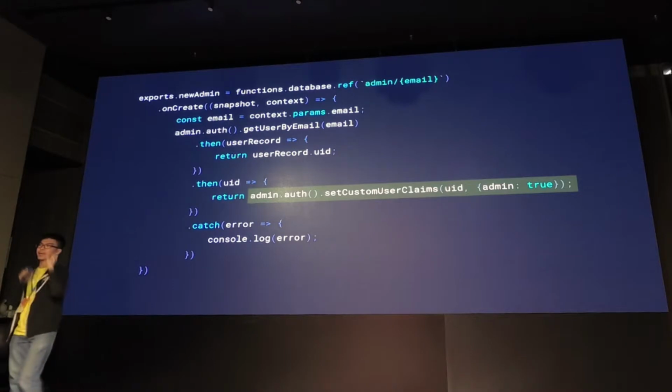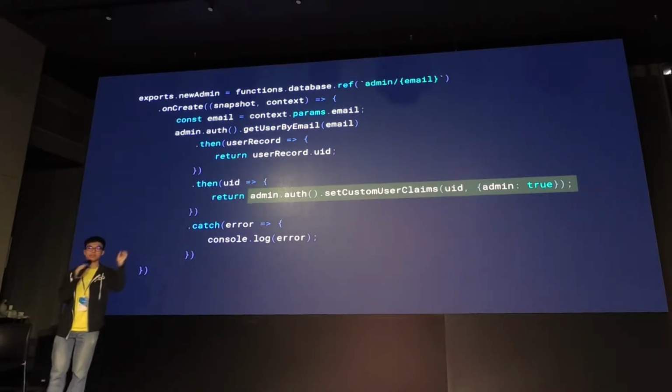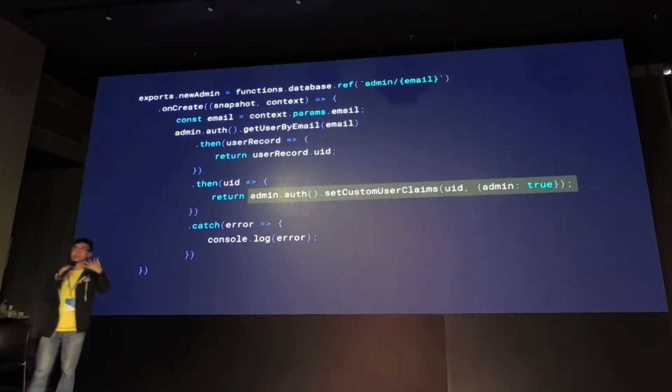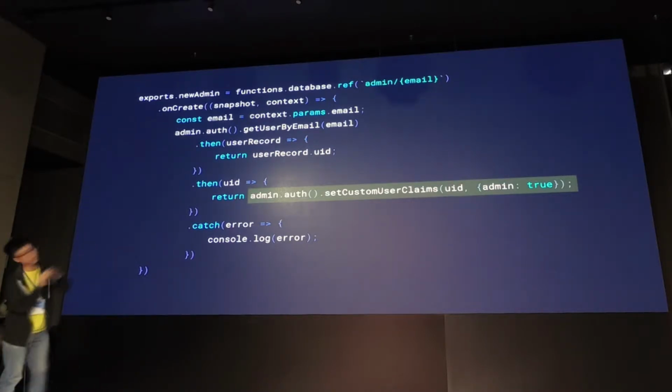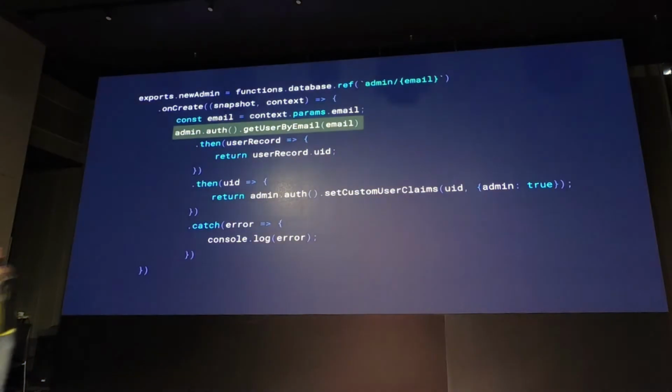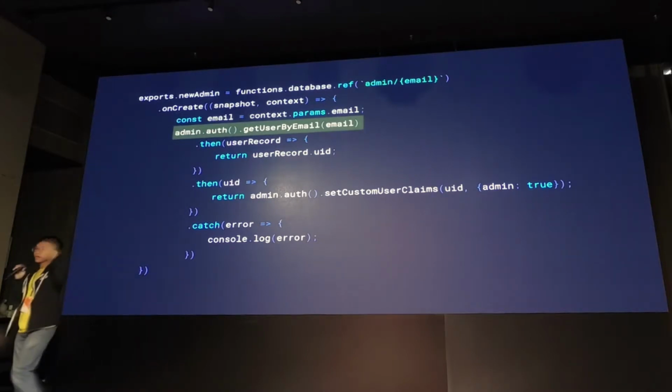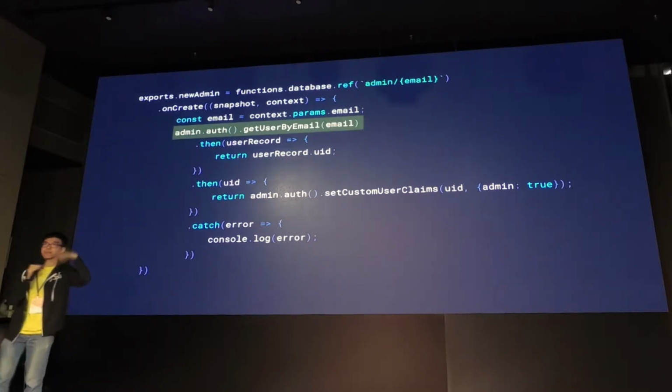But before you can get the UID, remember we put in the email. So we need to get the email and convert it to get the UID. In this case, we can use admin.auth().getUserByEmail and put in the email address. From here, you can get the full information of the user by email.